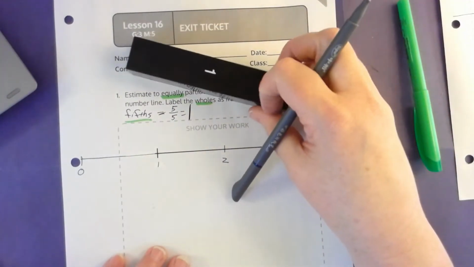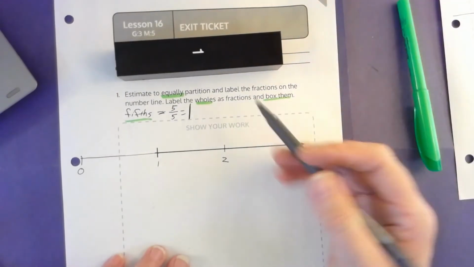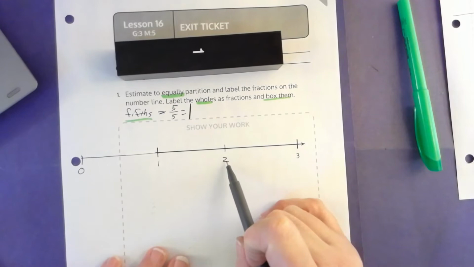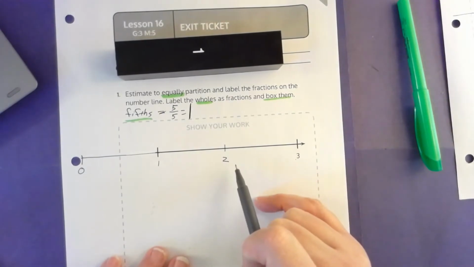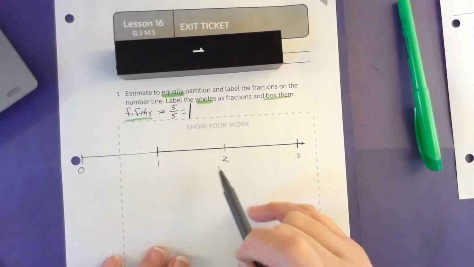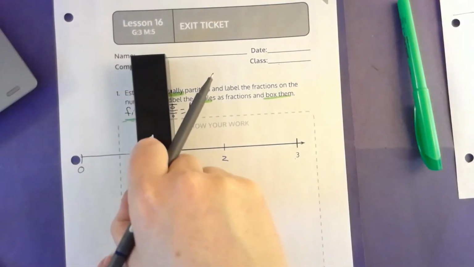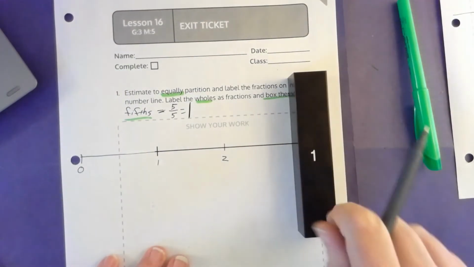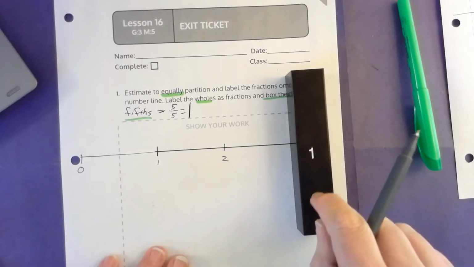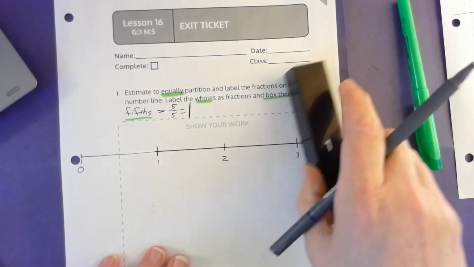So 1 whole unit is 5 over 5. How many units are they showing us? On your paper it says 2 and 3. So it says it has that many whole units. Okay? So that means there's 1 whole unit here, a second one here, and a third one here. So if I had 3 of these black blocks, we would have a total of 3 right here.